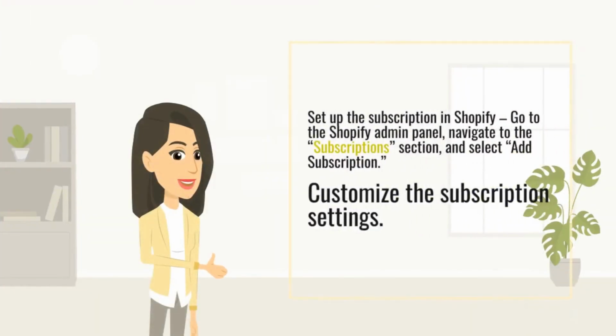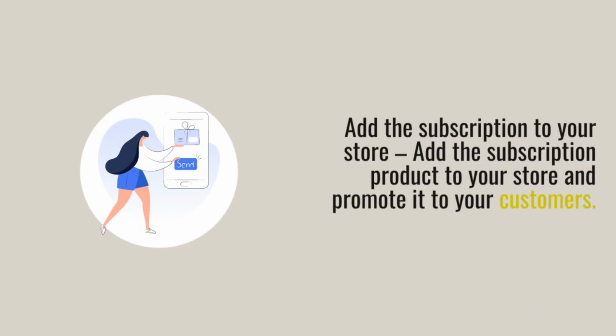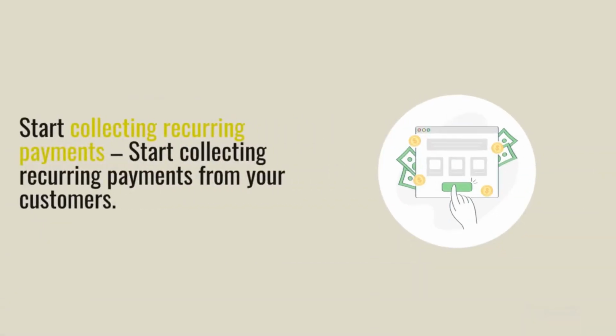Set up the subscription in Shopify. Go to the Shopify admin panel, navigate to the Subscriptions section, and select Add Subscription. Customize the subscription settings. Add the subscription to your store. Add the subscription product to your store and promote it to your customers. Start collecting recurring payments from your customers.